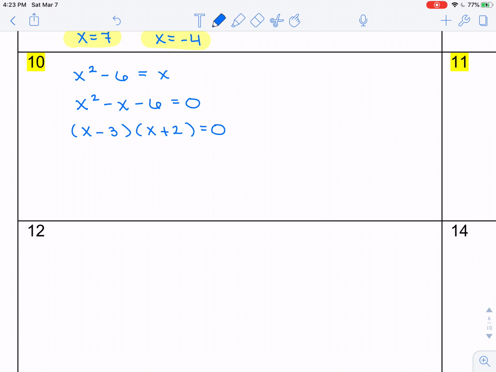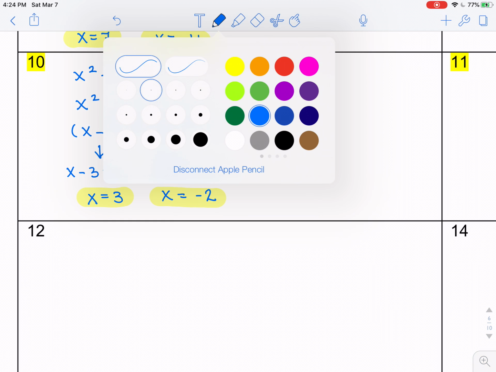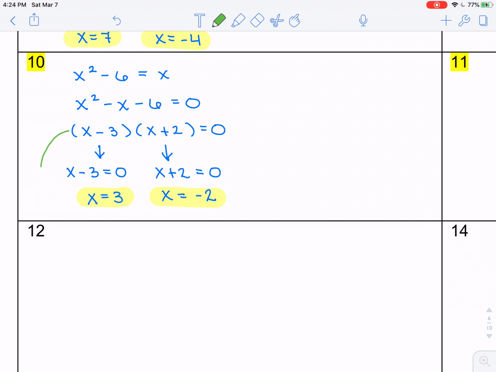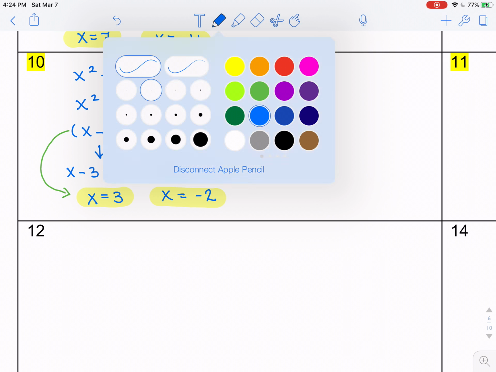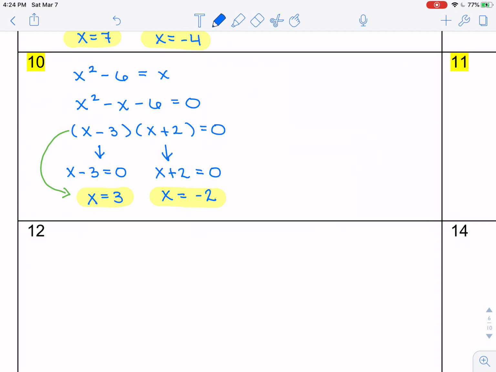From there, you guys know where to go. We're going to set each of these to 0 and solve. So x is equal to 3 and x is equal to negative 2. And some of my mentals, you know who you are. I have a feeling you are able to go straight from this step down to the answer, and that is just fine. There's no problem with that. All right, let's go then over to question 11.